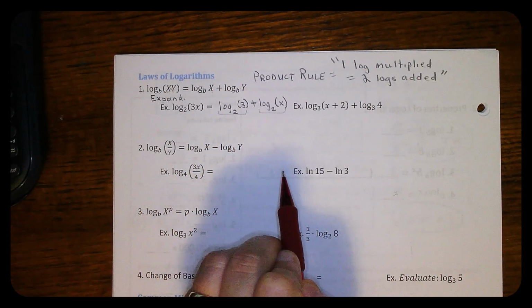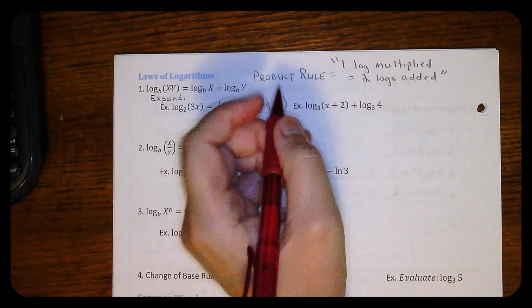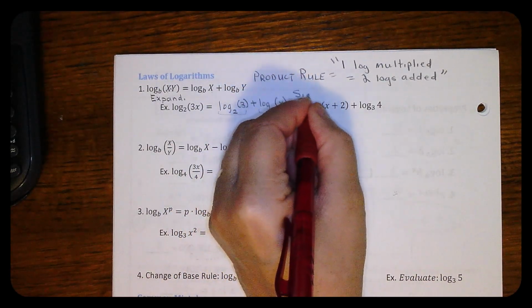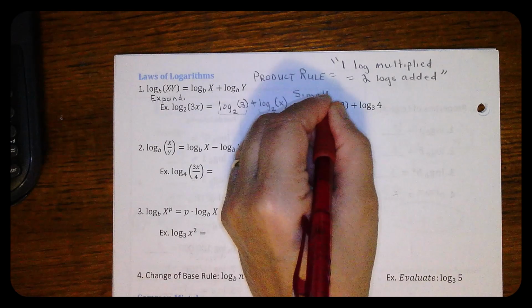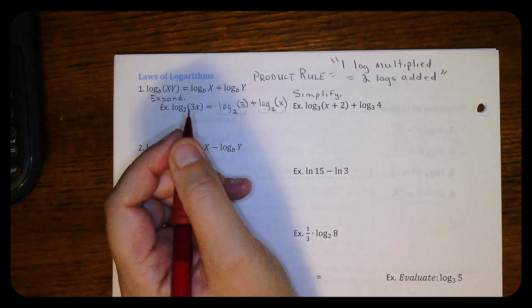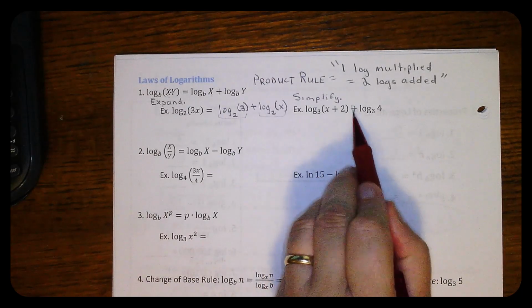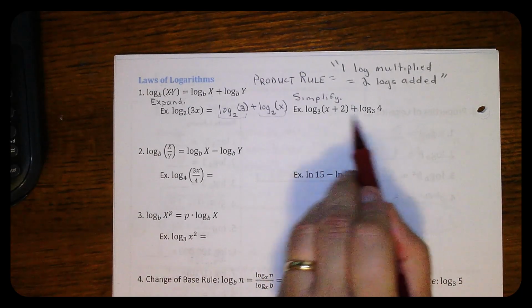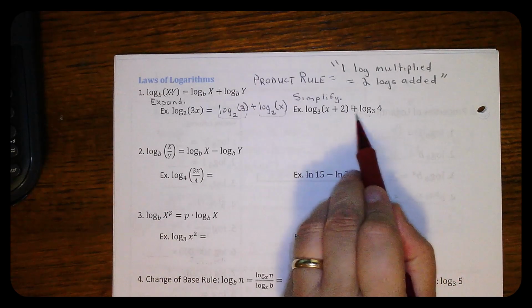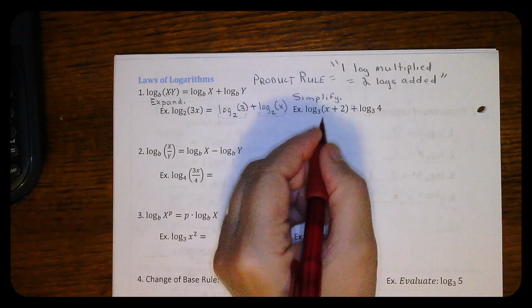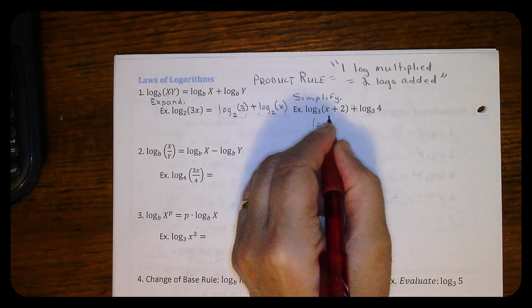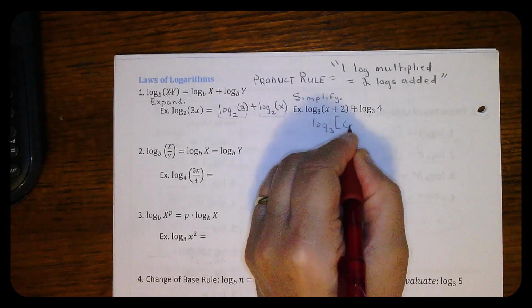So we're done. Okay, now the other direction would be for me to say simplify or write the following as one log. So here I have 2 logs added. Same base, they have the same base. So 2 logs added, I can write as 1 log with these arguments multiplied together.